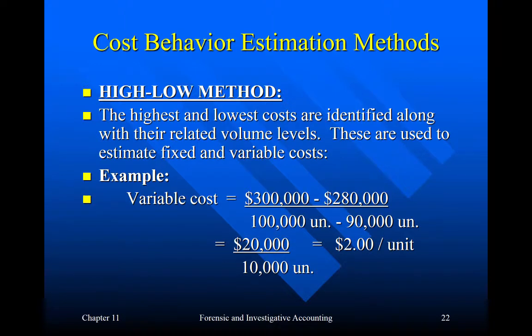So one of the easiest methods, I call this back of the envelope. We used to do this quite a bit in industry, right, is where you take the high-low method. So you take the highest and the lowest costs and you identify the volumes. And then you're basically just using a simple formula, right, to get the amount per unit. And this is very easily done in Excel.